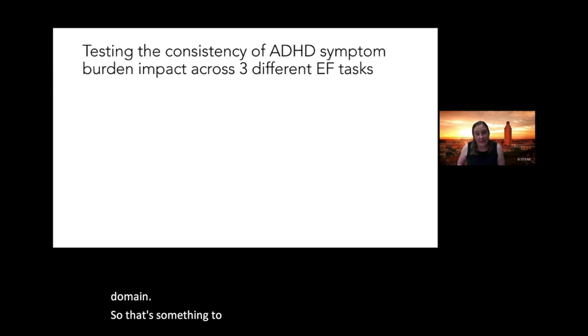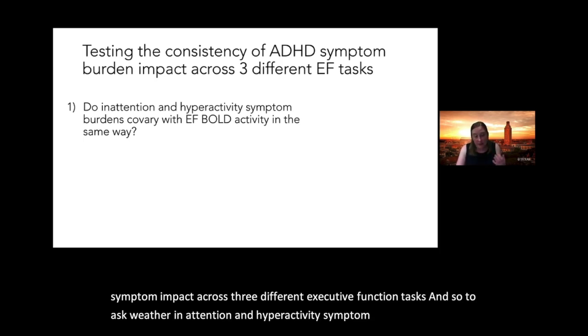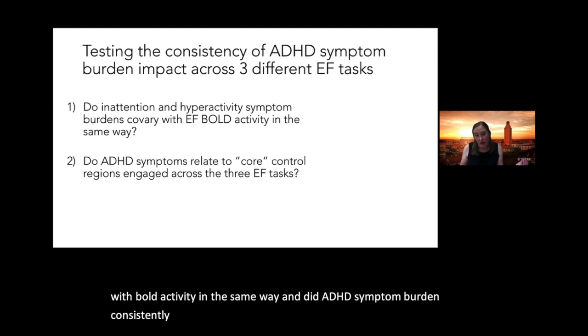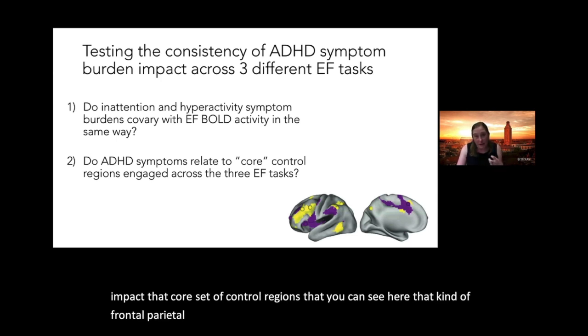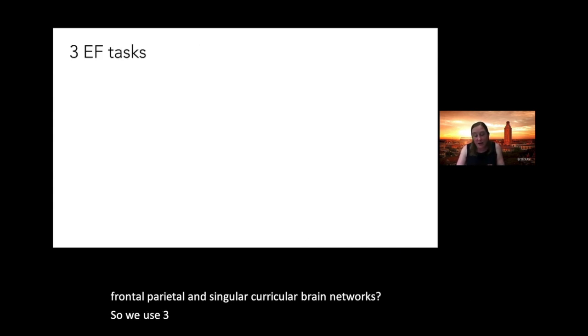We wanted to test the consistency of symptom impact across 3 different executive function tasks. And so to ask whether inattention and hyperactivity symptom burdens co-varied with BOLD activity in the same way, and did ADHD symptom burden consistently impact the same brain regions across different tasks? Did it impact that core set of control regions that you can see here, the frontal parietal and cingulo-opercular brain networks?